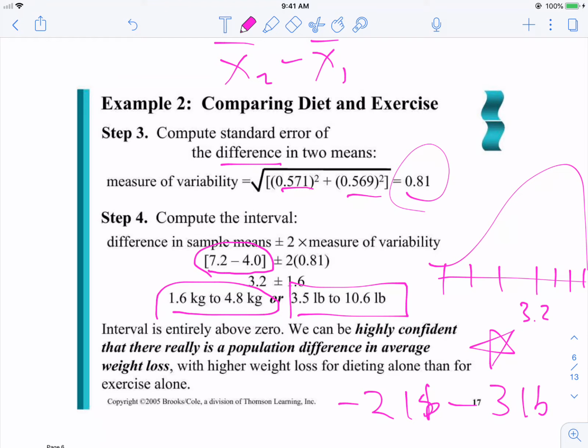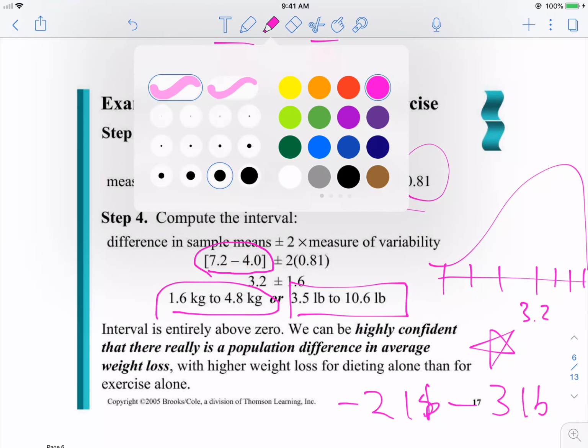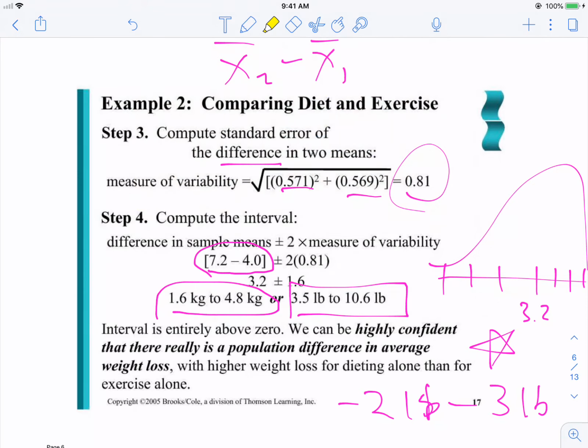However, because our interval is entirely above 0, that means that we have evidence that there is a significant difference, and we are 95% sure that that actual difference is between 3.5 pounds and 10.6 pounds. We are highly confident that there really is a population difference in the average weight loss, with a higher weight loss for the dieting alone than for the exercise alone.